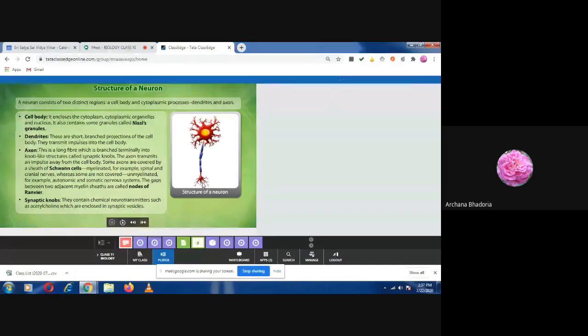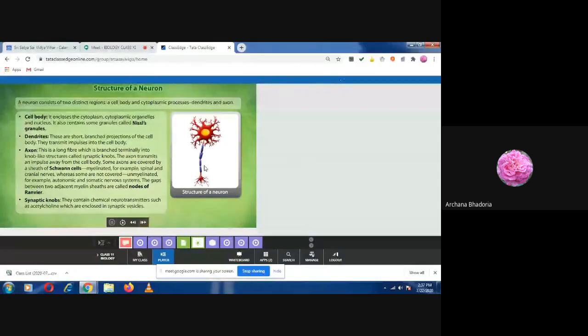Now this axon is covered by the sheath of flat Schwann cells, and when the sheath is present, we say myelinated nerve fiber. And some of the nerve cells do not have the myelin sheath, and we call them non-myelinated nerve fibers. So this way, two types of nerve cells are there. One is the myelinated nerve cell and another one non-myelinated. We can say nerve cell or nerve fibers.